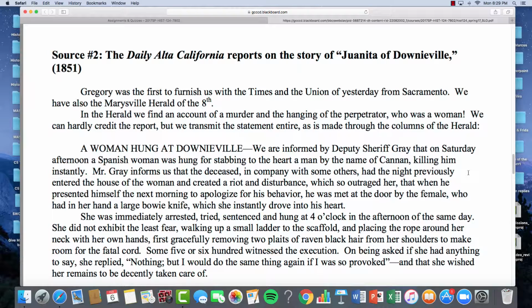So again, it's not very long, but I think it definitely gives you an indication about the mentality and the mindset of a lot of the miners in this part of California in 1851. So keep that in mind. Keep not just the actual words itself, but the tone of this little article. Keep that in mind too.